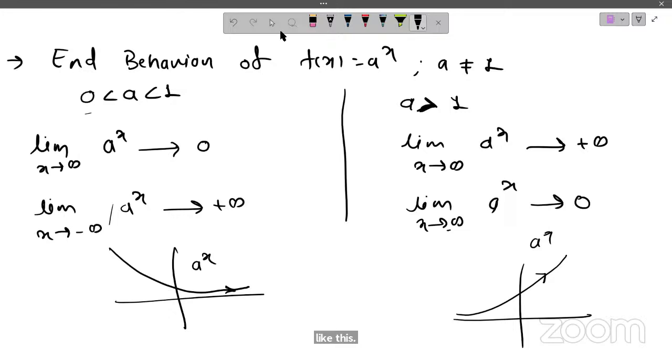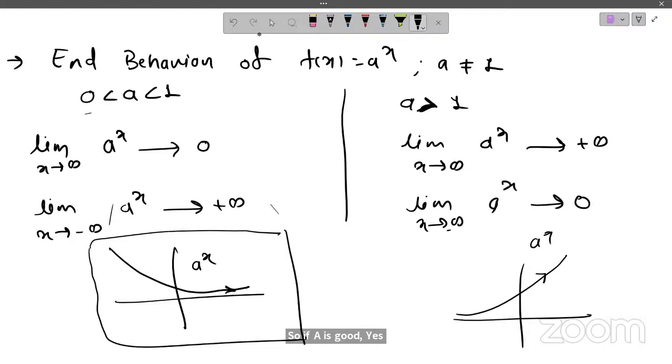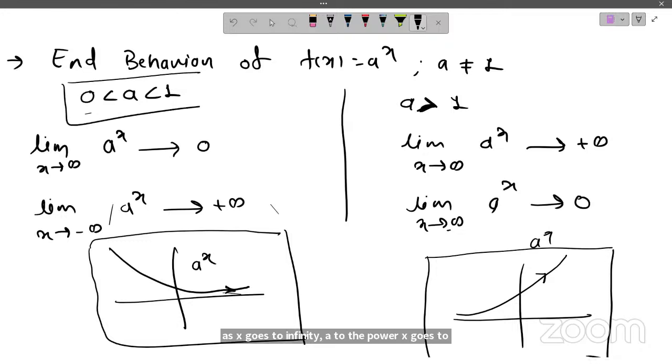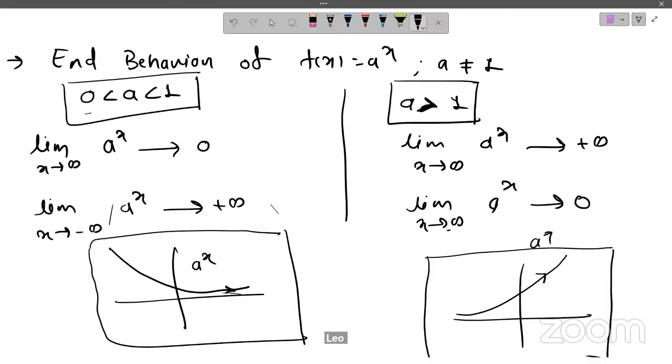Am I audible? Yes, ma'am. Just give us one second to absorb this. I'm just asking about the graph. Yes, ma'am. So as x goes to infinity, a to the power x goes to 0. So it is coming down, which is a decreasing function, if a is between 0 and 1. Or else if a is greater than 1, it will go to the positive side. It's an increasing function. Okay. Got it, ma'am.